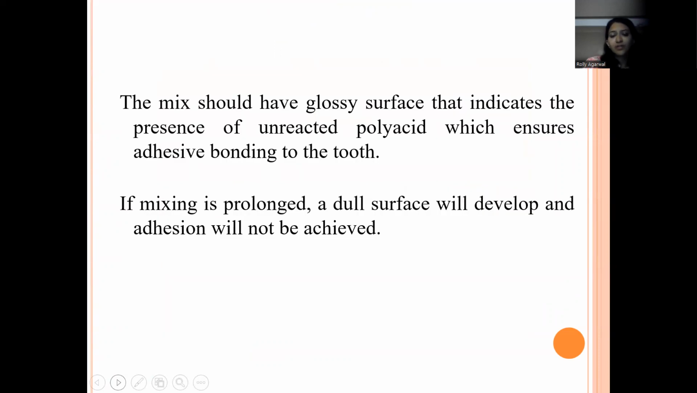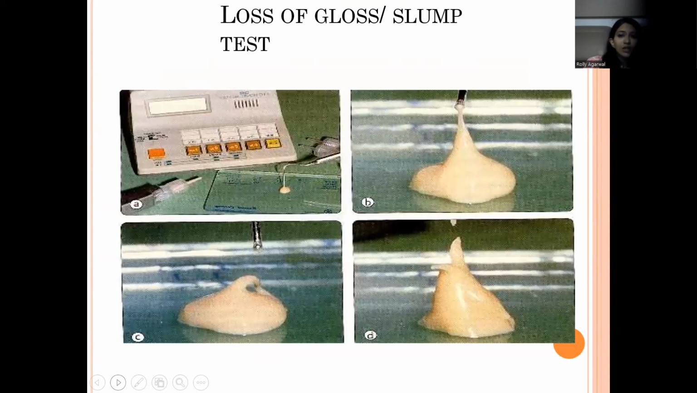The mix should have a glossy surface, which indicates that there are free carboxylic acid groups present, which ensures adhesive bonding to the tooth. If mixing is prolonged, a dull surface will develop and adhesion will not be achieved.